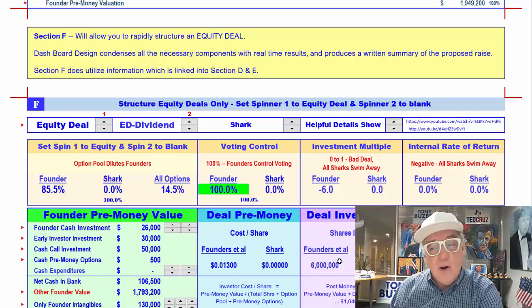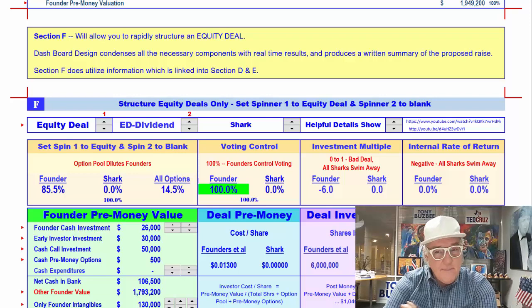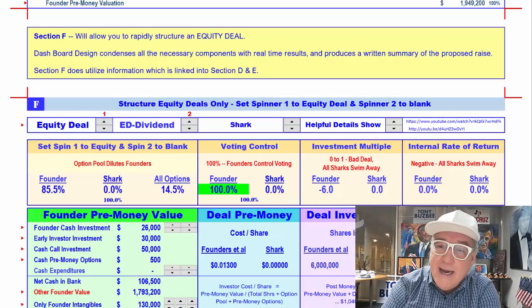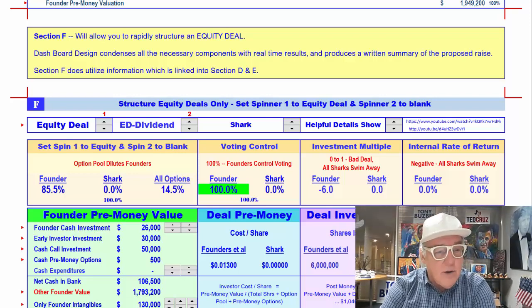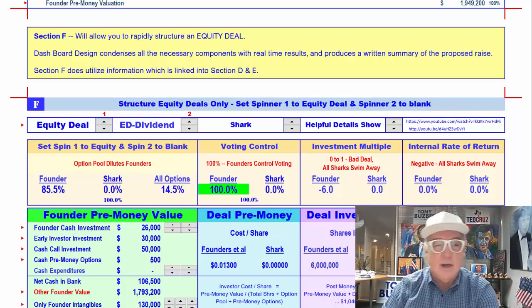Now, this is the fun part. This is where we actually start making a deal. So if you wanted to find out how you actually make a deal, this is where you go. You go get yourself a copy of Shark Cap Table, 3 fin, and you go to section F, and you start using these spinners, and you start filling in the numbers, and pretty soon you got yourself a deal. Can you sell it? Well, that's yet another issue.